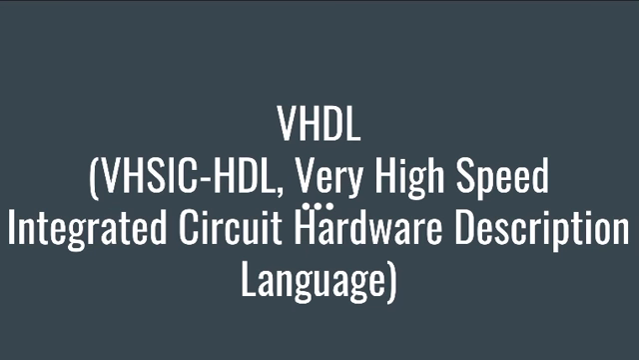In this video, let us discuss VHDL, which means Very High Speed Integrated Circuit Hardware Description Language. This Very High Speed Integrated Circuit Hardware Description Language is used in electronic design automation to describe digital and mixed signal systems such as field programmable gate arrays and integrated circuits. VHDL can also be used as a general purpose parallel programming language.